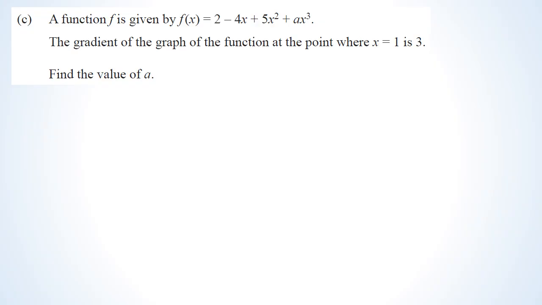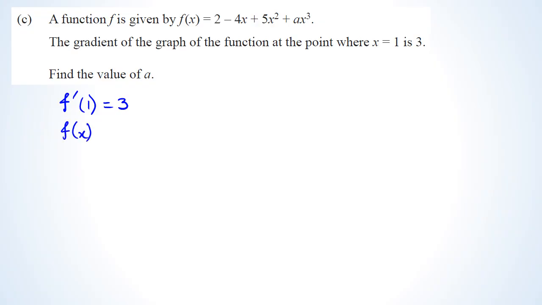Function, once again, you're given a function. The gradient of the graph of the function at the point where x equals 1 is 3. Find the value of a. So what we do know is f dash of 1 equals 3. So we need to work out what f dash of x is and then figure out what a is.